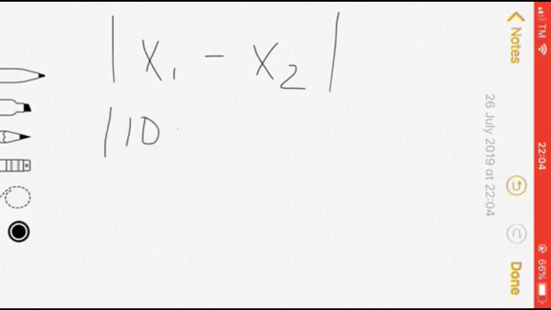Example, you are asked to find the distance between 2 points on the number line. These values are negative 4 and positive 10. Plot negative 4 and then positive 10. And then substitute the values to the formula.